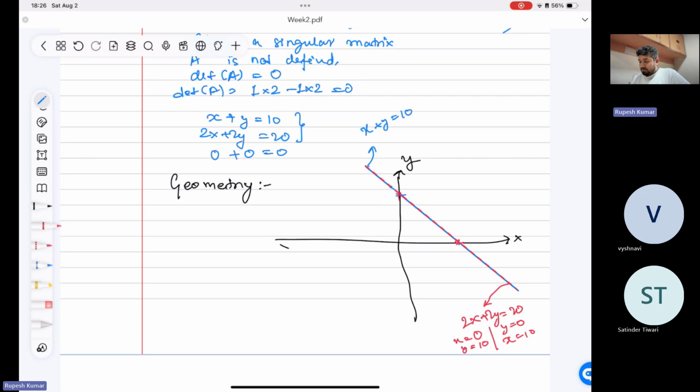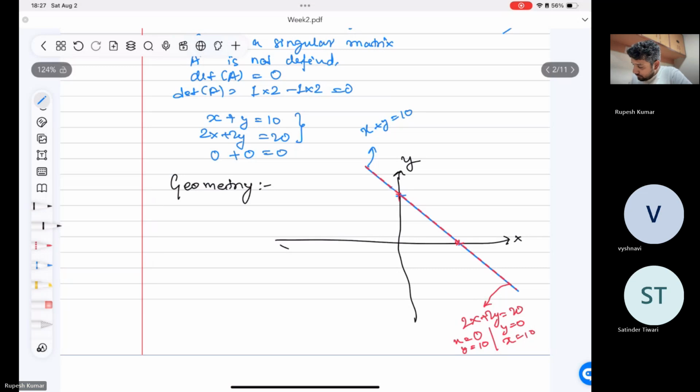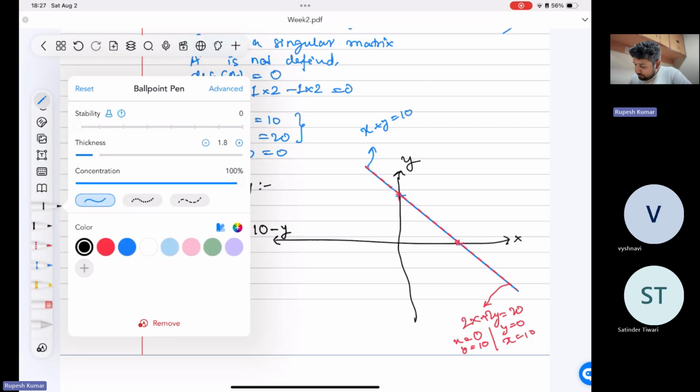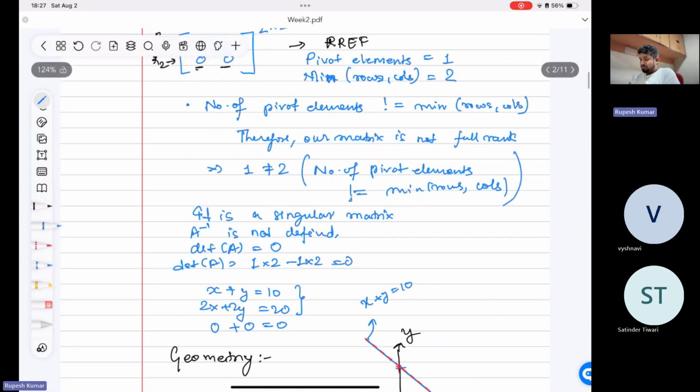So there is no one single solution that satisfies both equations. There are multiple values of x and y that satisfy these equations, and the solution is x equals 10 minus y, right? Now you put as many possible values of y, you will get as many possible values of x that satisfy this system of equations. So there are infinitely many solutions for this system of equations. Fine, everyone? Right.